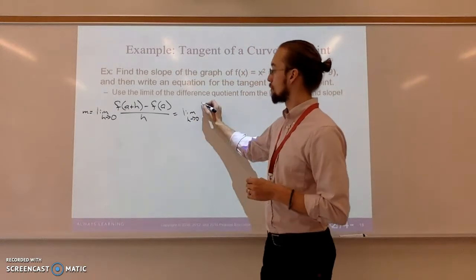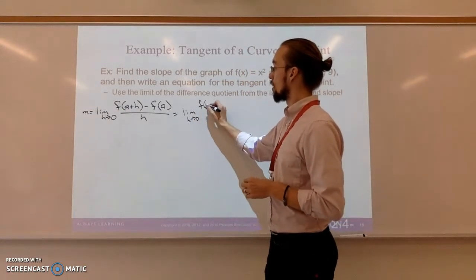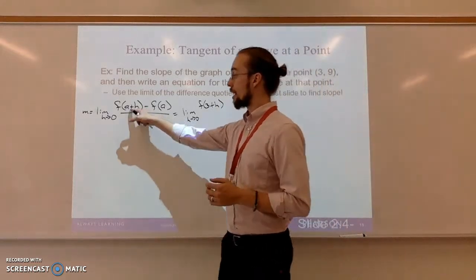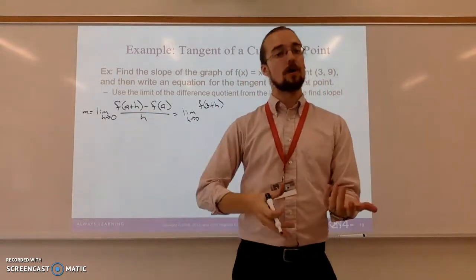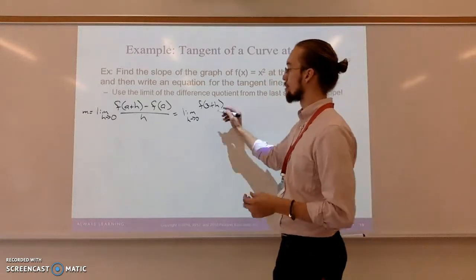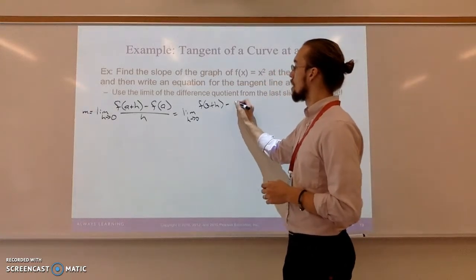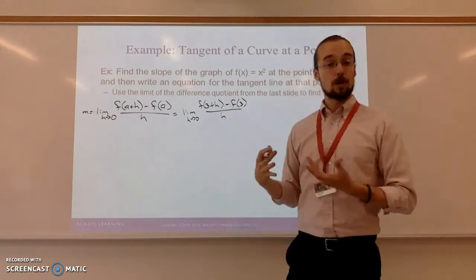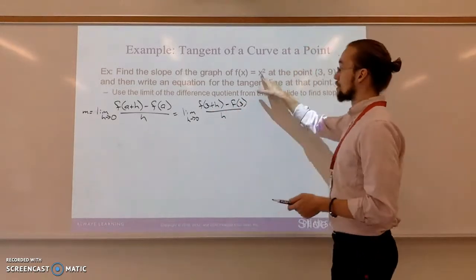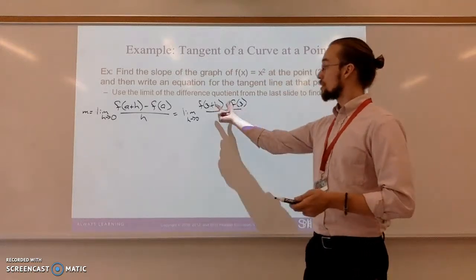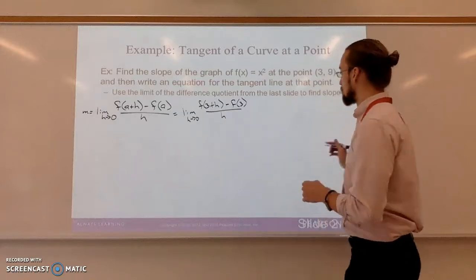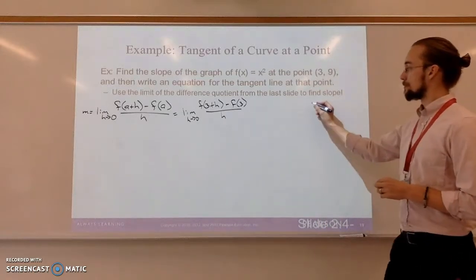So this is going to be the limit as h approaches 0 of f of 3 plus h. This a in the formula is the x value that I'm talking about in the question. So f of 3 plus h minus f of 3 all over h. That's what I want to evaluate for this function. So I need to figure out what each of these pieces are. Well, let's do that off to the side over here.